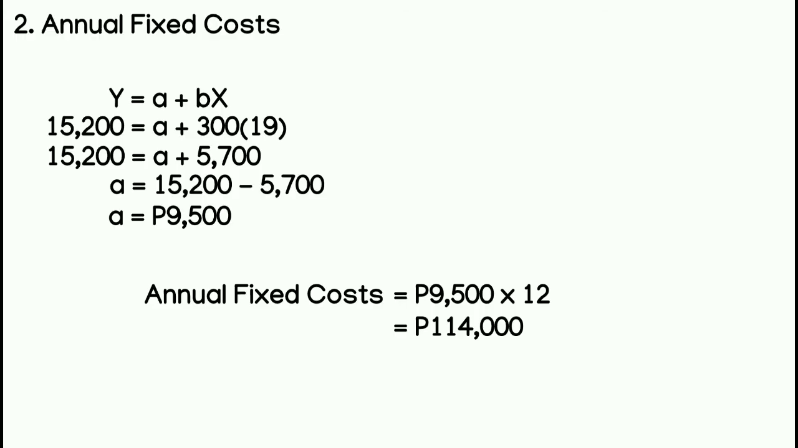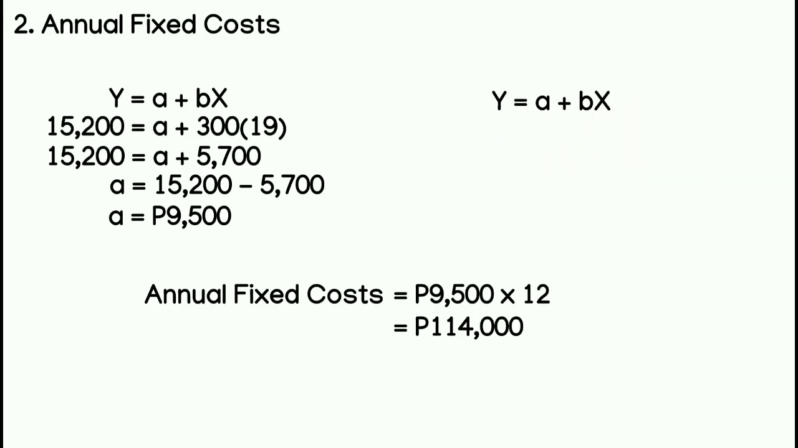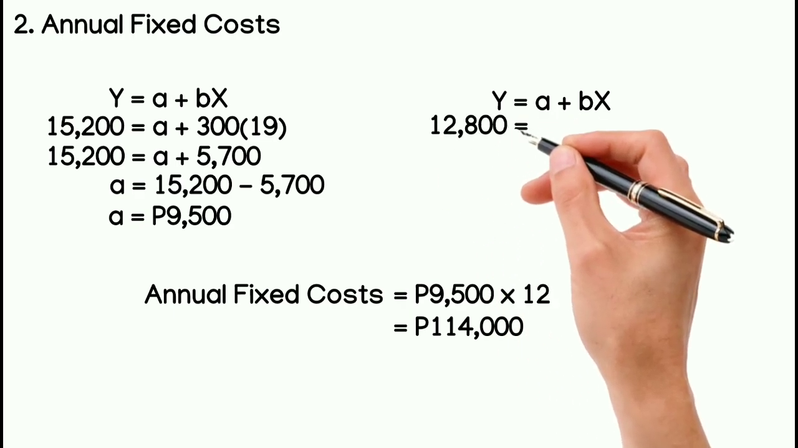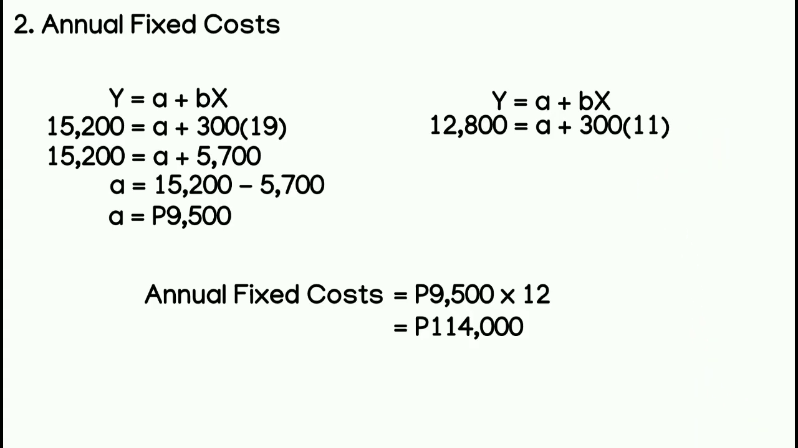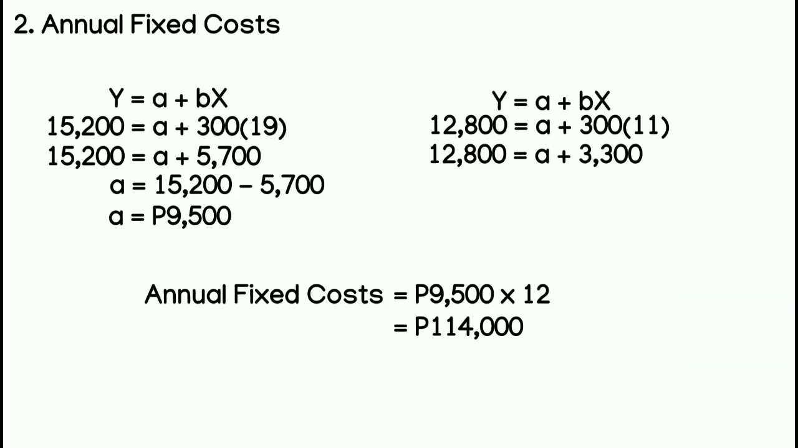Gamitin naman natin yung lowest point. Y is equal to a plus bx. Ang y ay yung 12,800 pesos. B ay 300 at x ay 11. So that will become 12,800 is equal to a plus 300 times 11. 12,800 is equal to a plus 300 times 11, that is equal to 3,300.